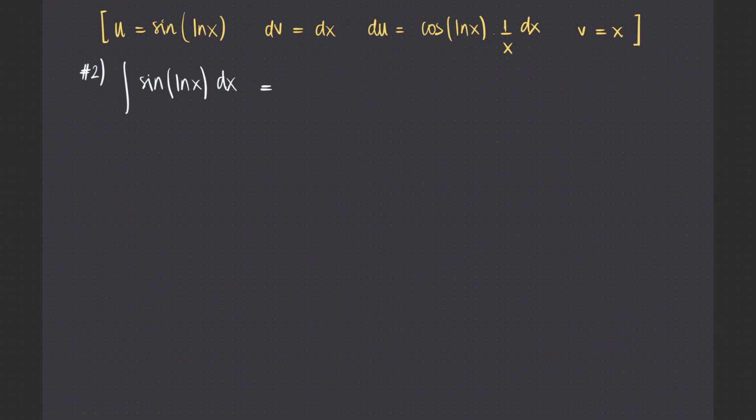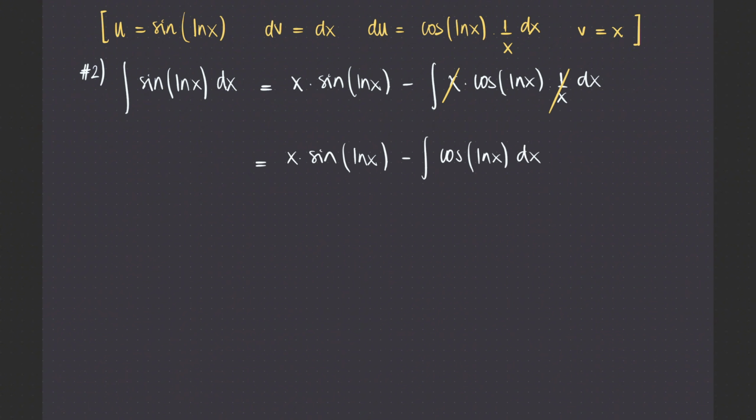So we have the following: u times v minus the integral of v times du. So x times cos of ln of x times 1 over x dx. Now we can definitely simplify these x's and 1 over x, which gives us the integral of cosine of ln of x dx. Now you probably see where this is going.